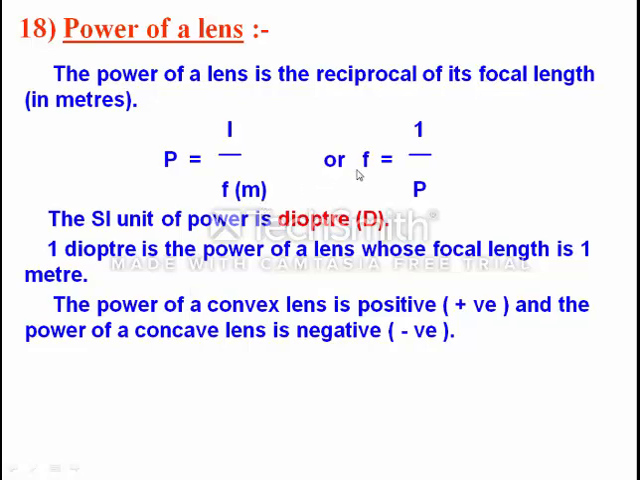Now if it is asked to calculate the focal length, what will we do? P is equal to 1 upon F. P is given as -3, so F is equal to -1 upon 3, that is minus 0.33 meter. Our focal length will be -33 centimeter. So a very simple question used to be asked sometimes for 1 mark in your board exam.